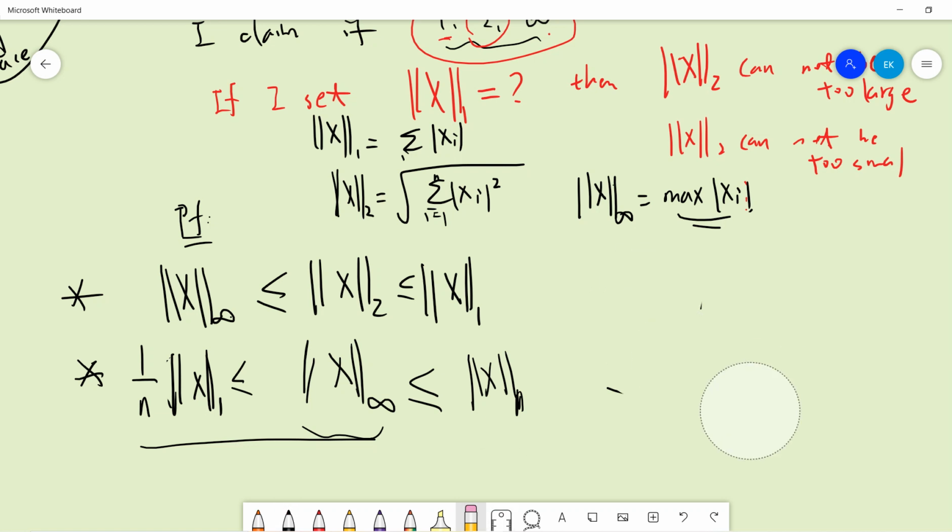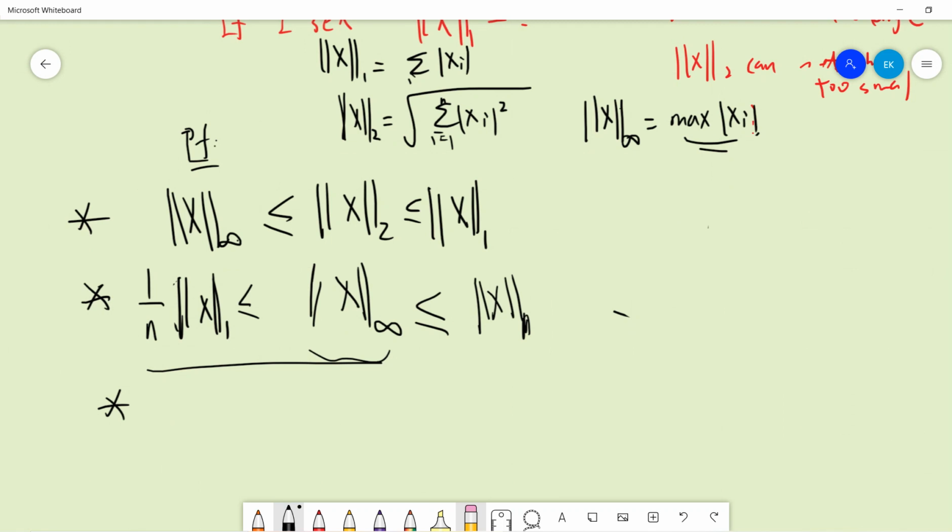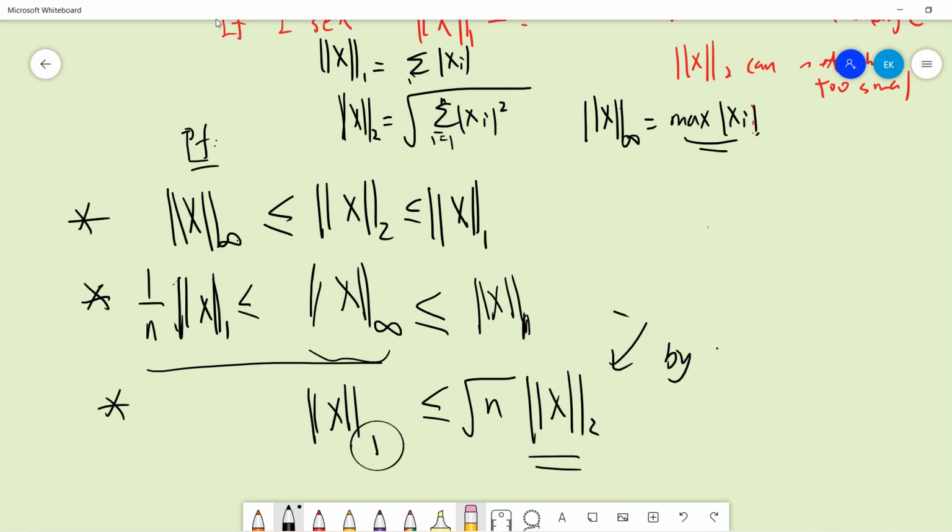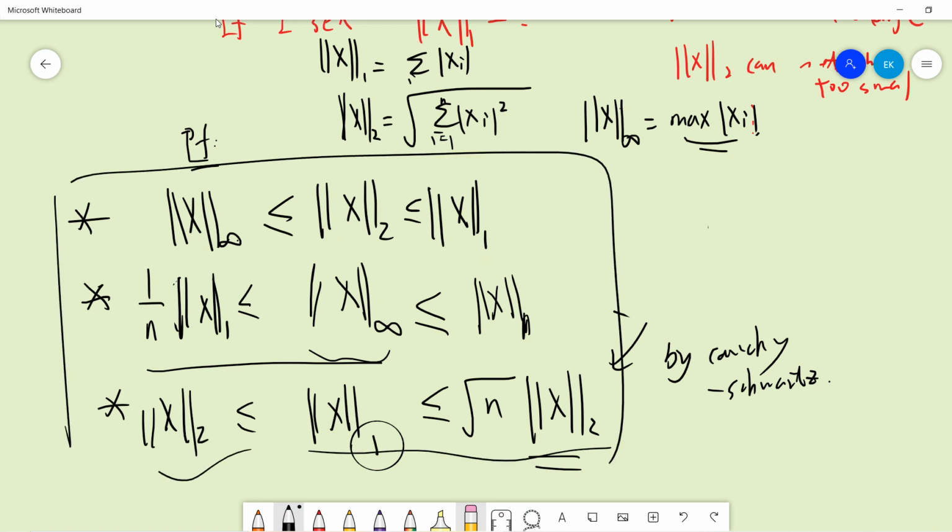So I get this. Also, finally, if I want to show what claim is true, I need to prove that the one norm is bounded by something other, right? So the Cauchy-Schwarz tells me that one norm is actually less or equal to square root of n times the 2 norm, right? This is by Cauchy-Schwarz, right? So it's very easy. You can check out my Cauchy-Schwarz video. And also this guy is still greater than or equal to. Okay, so this is the final result, right?